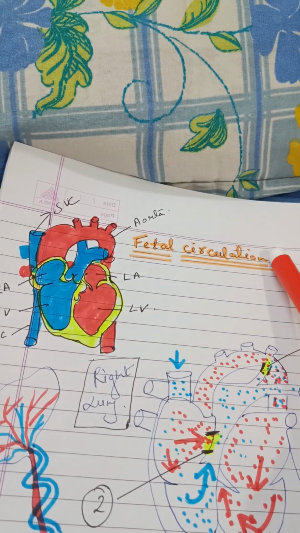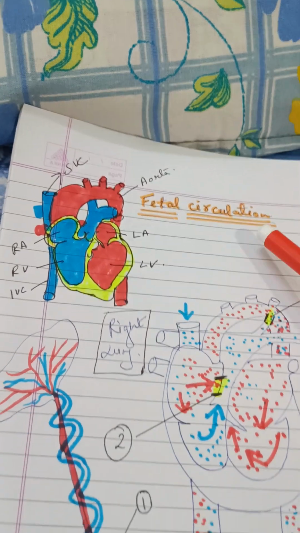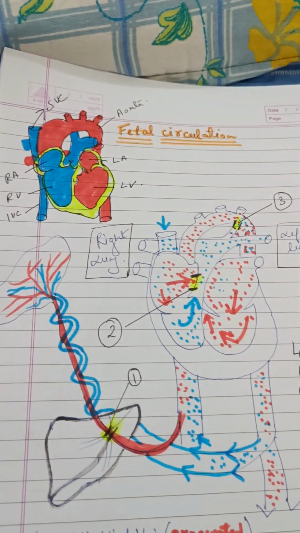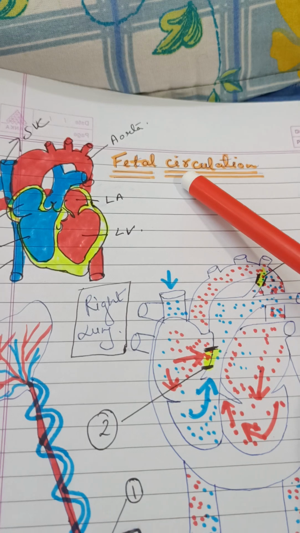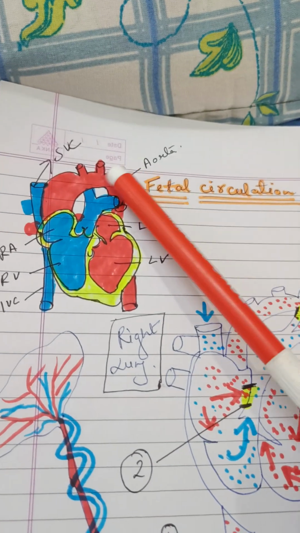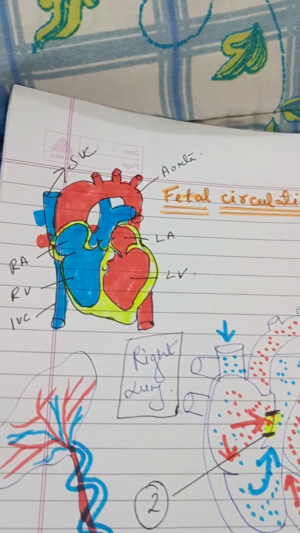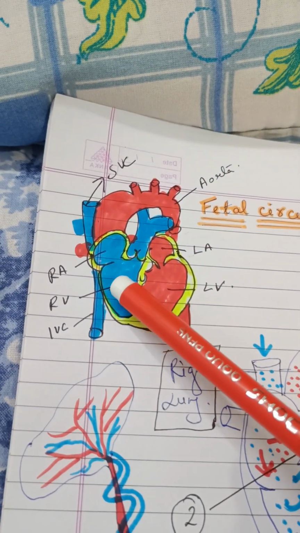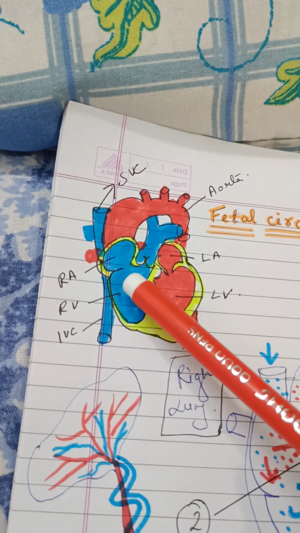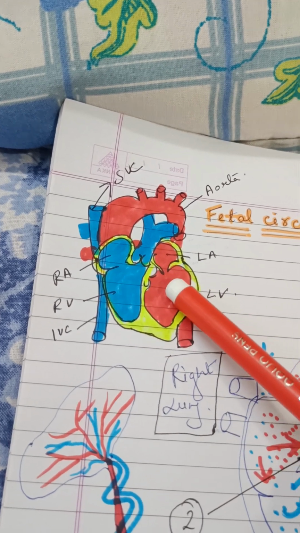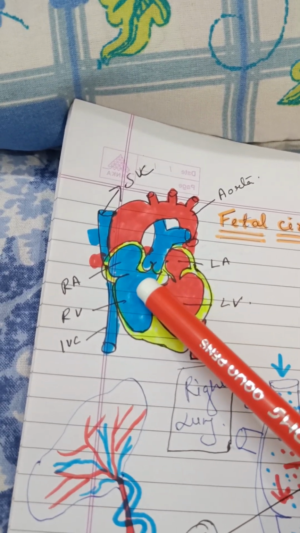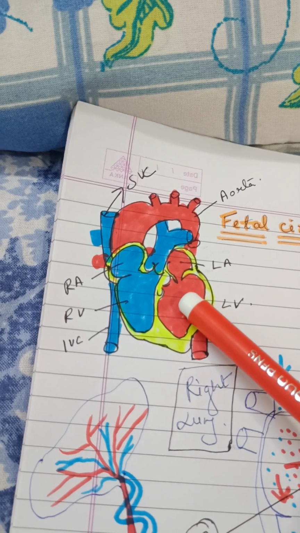Fetal circulation is much more complicated than the adult circulation, but I've tried to make it simpler so that you will understand it better. So before talking about the fetal circulation, I'll be speaking about the adult circulation first, so that we can review this topic. We know that our heart mainly carries deoxygenated as well as oxygenated blood. This blue color represents deoxygenated blood and the red color represents oxygenated blood.